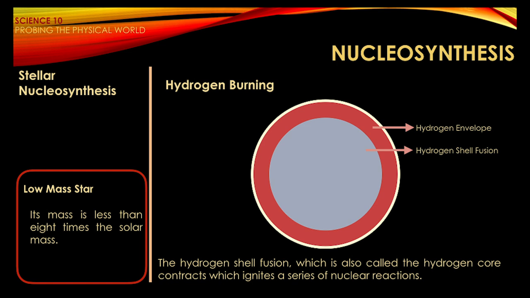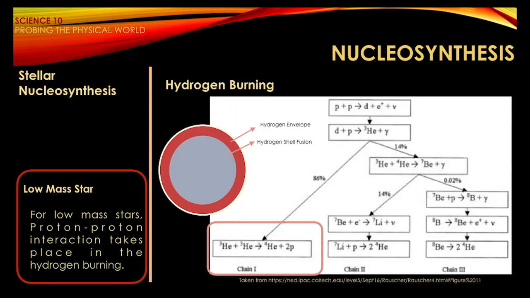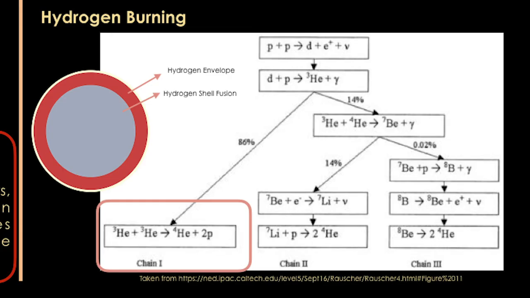If the star is a low mass star, that means a star with mass less than 8 times our sun's mass, proton-proton interaction, or PPI, takes place in converting the hydrogen core into helium. This interaction has 3 chains, and 84% of the nuclear reactions that occur on this type of star are in the chain 1 reaction, while the remaining percentage are in the chains 2 and 3 reactions. The PPI reaction creates a new inner core which is made of helium.